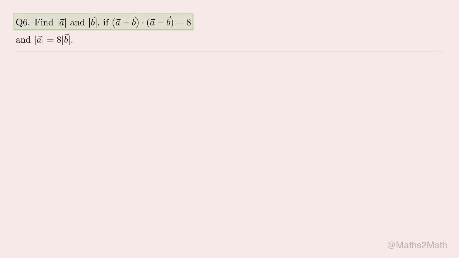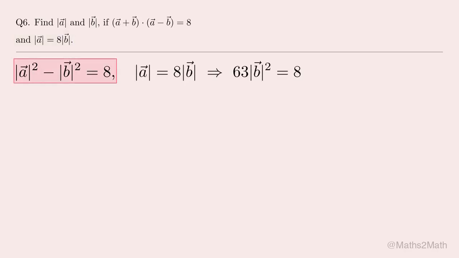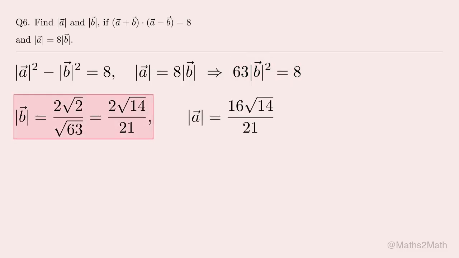Question 6. The difference of squares identity for vectors. Substituting, the magnitude ratio solves it. The product expands to magnitude a squared minus magnitude b squared equal 8. With a equal 8b, 63b squared is 8. Solve both magnitudes with rationalized roots.